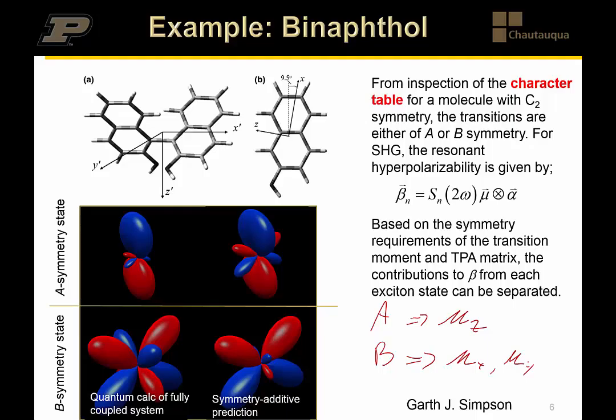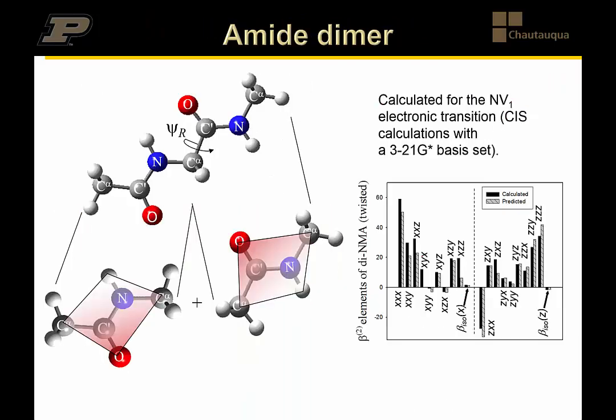Now we don't necessarily know which of those two states is higher or lower in energy, but that's okay. We have other ways of tracking that down. What we're really focusing on right now is the polarization dependence. And here it's really not bad. If you look at the polarization dependence of the A state, again, it's qualitatively very good. There's a little bit of a quantitative difference between the simple symmetry additive prediction and the calculations for a fully coupled system. But in both the A state and B state, you get a pretty good sense of what the nonlinear optical properties of the coupled states are likely to be, without even having to run a calculation on the fully coupled system.